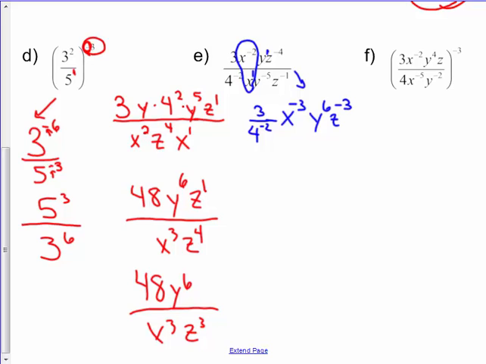I'm going to subtract my y's as well, and I'm going to subtract my x's. I get y to the 6, z to the negative 3. At this point now, I'm going to do my simplified. If it's a negative exponent, it moves to the bottom. So x to the negative 3 would move to the bottom. Y to the 6, that stays on top. Z to the negative 3, that would move to the bottom.